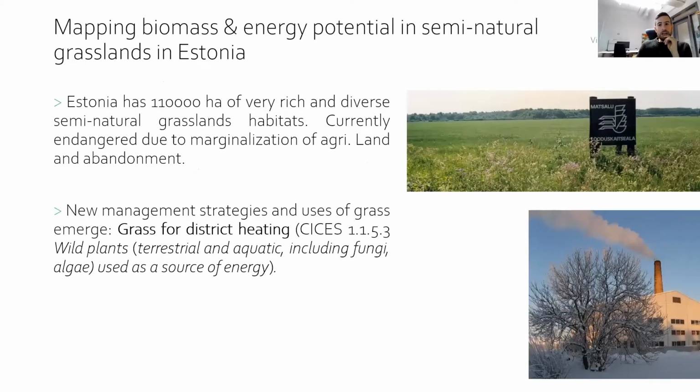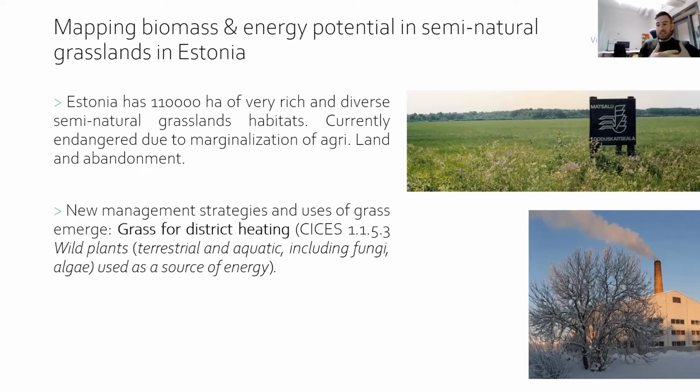And I think it's best to illustrate this point of processes, functions, and services mapping with an example. I'm bringing you here an example of work we did in Estonia a few years ago already. Just to put you into context, Estonia, although it's a very tiny country, has around 110,000 hectares of these very rich, very biodiverse, so-called semi-natural grasslands. These are grasslands that have been managed for centuries, and what we find is massive habitat quality and biodiversity.